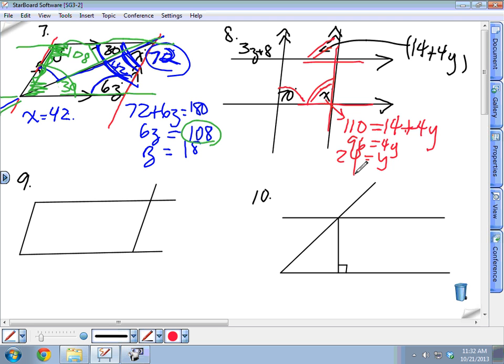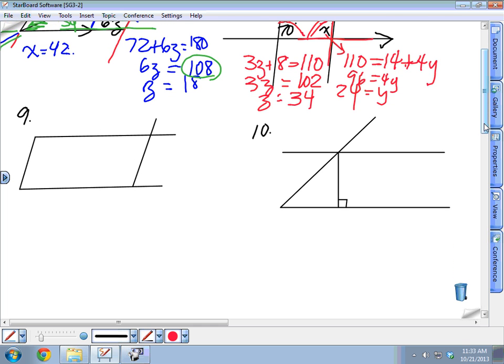Now, we also know that this angle up here is corresponding to 3z plus 8. We haven't been told to figure out the whole angle. We've been told to figure out x, y, and z. So you still have to use 3z plus 8 to figure out z. It's 110, you need this whole number still. So 102 is equal to 3z, so z is equal to 34. That makes sense.